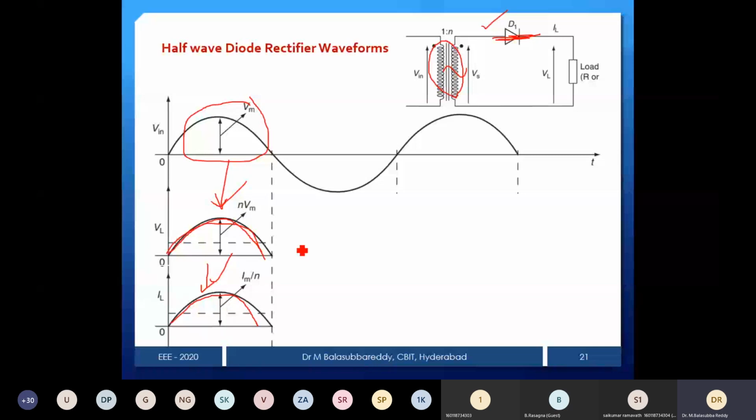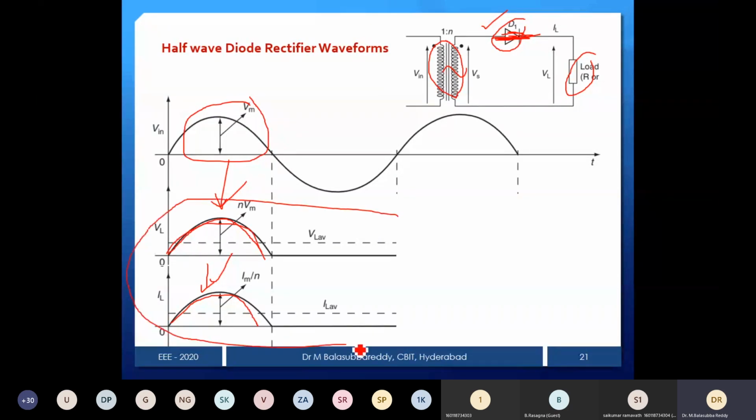And during the negative half cycle, what will happen? In the negative half cycle, the diode is reverse biased. That means it is going to be open, and open means the load is isolated from the source. That is the reason the output voltage will be 0. Output current is also going to be 0. So this is what our waveform is going to be.